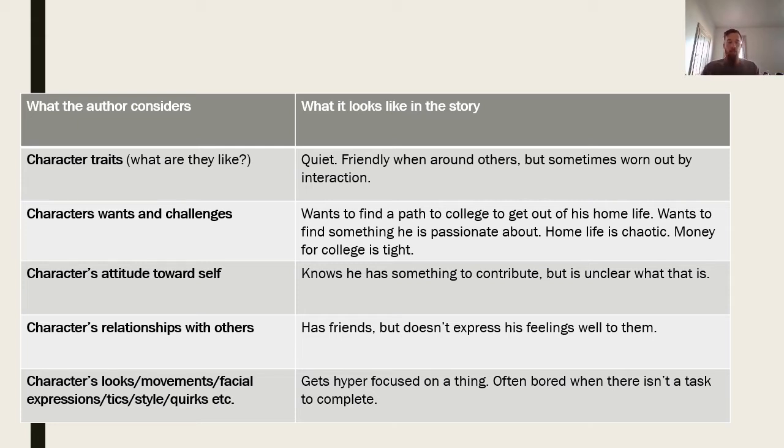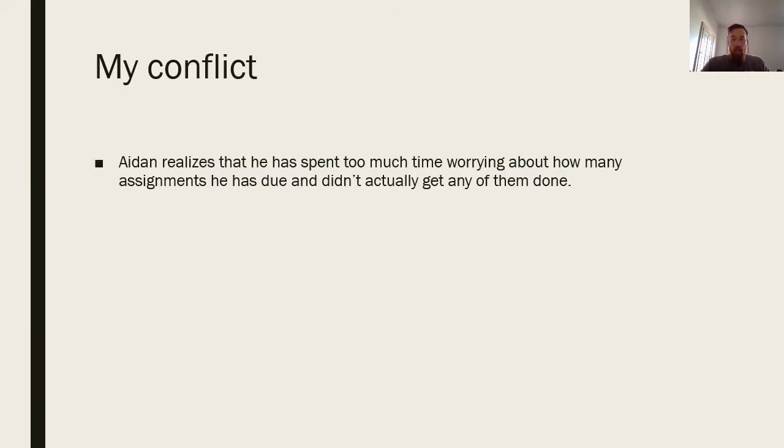So I went back to my original character trait chart, and I'm looking again, like my character is quiet, he's friendly, he's stressed by home life, he's stressed by school life. So I'm going to try to pick one of those things, like something at home or something at school that's going to get on his nerves. Maybe something about his focus, getting too focused on one thing or not having enough focus. So using that, I decided I'm going to focus on school work. So kind of a loose outline of my conflict is Aiden realized that he spent too much time worrying about how many assignments he had and didn't actually get any of them done. So that's going to kind of be my entry point into my story. I know my climax is going to revolve around that.